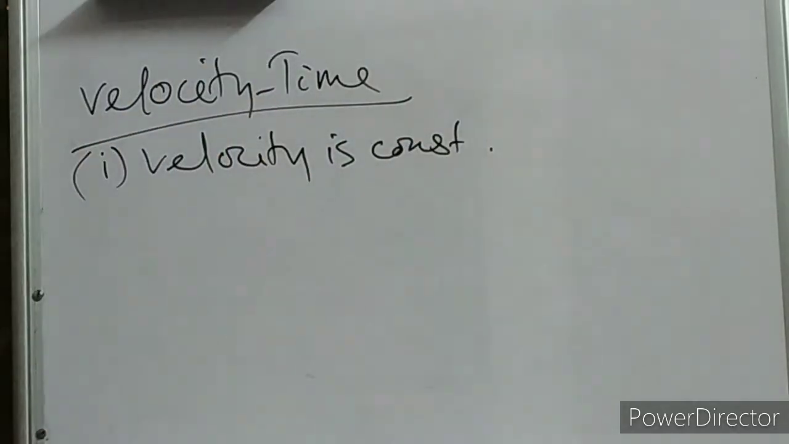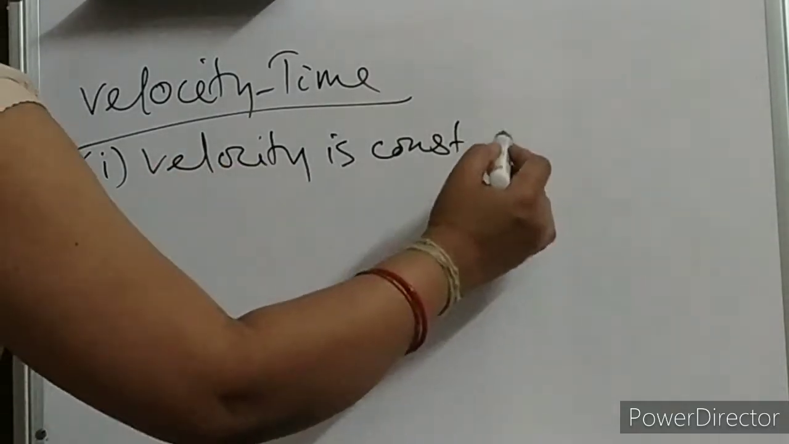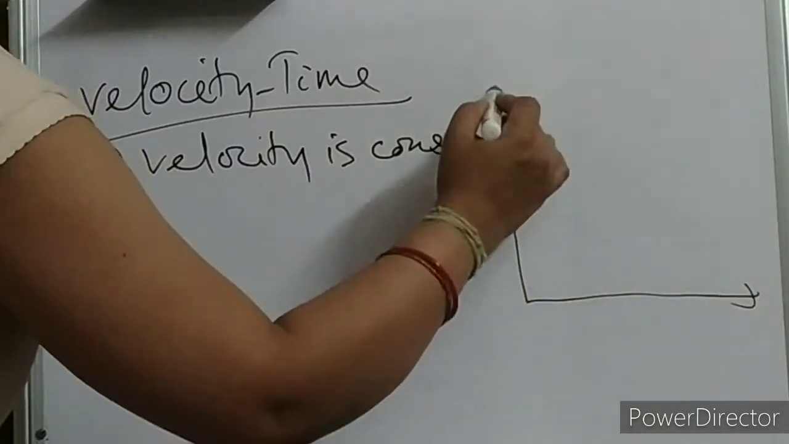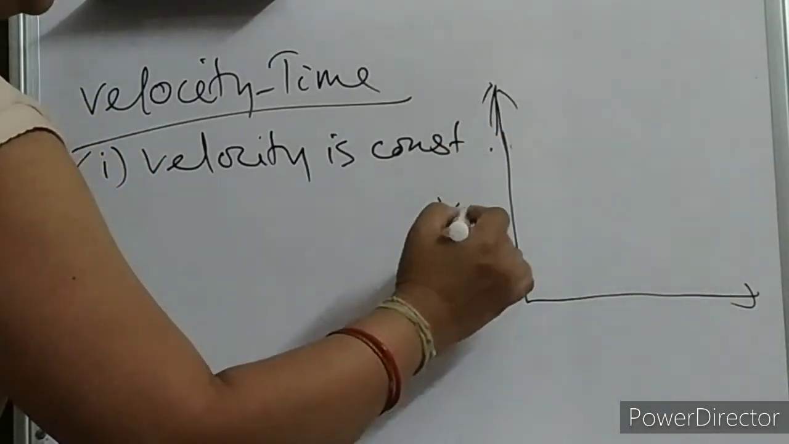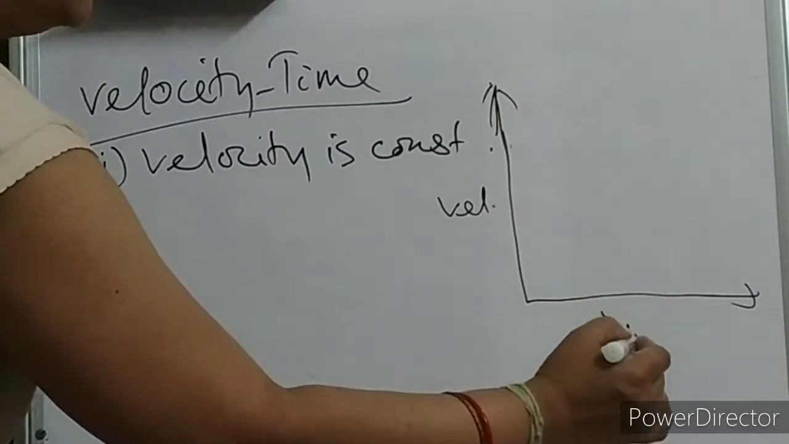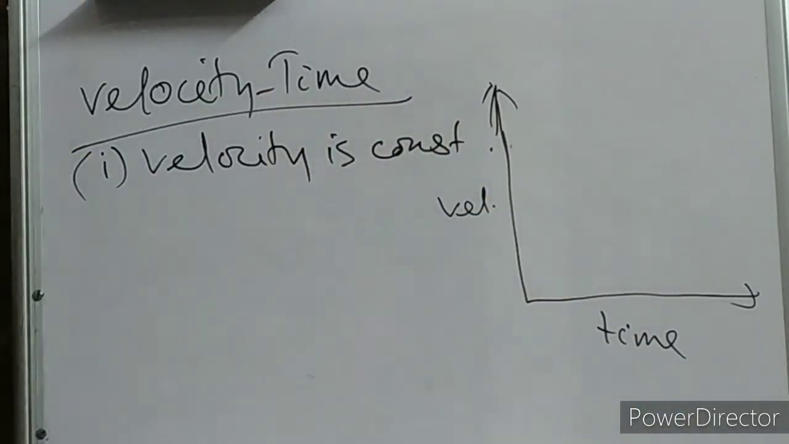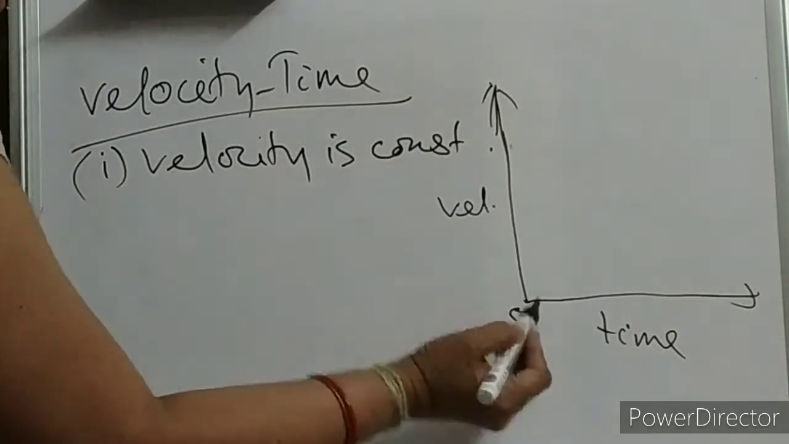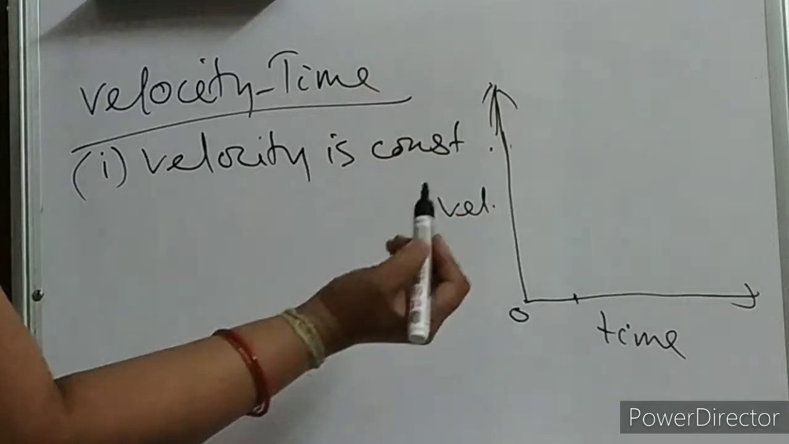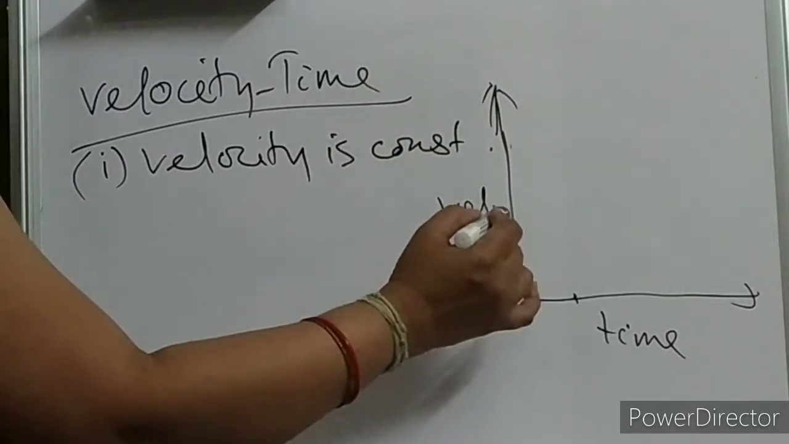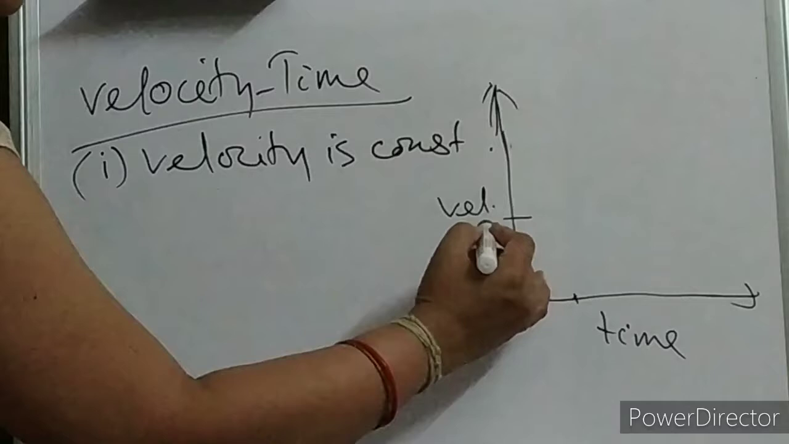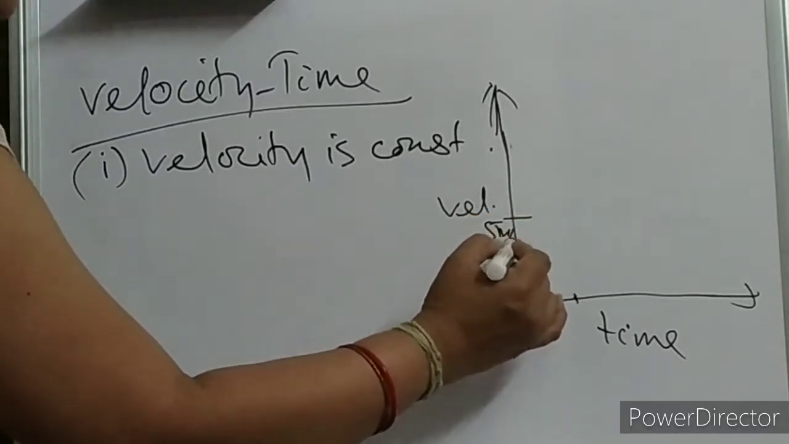Then how are we going to get the graph? Like in the case of the distance-time graph, here also we will take velocity on the y-axis and time on the x-axis, children. Clear? Now the body's velocity is constant. Suppose at 0 seconds, the starting velocity is 5 meters per second.